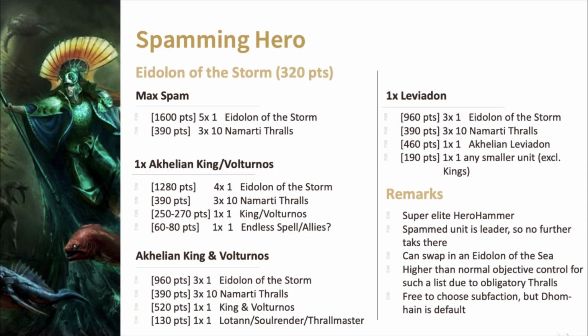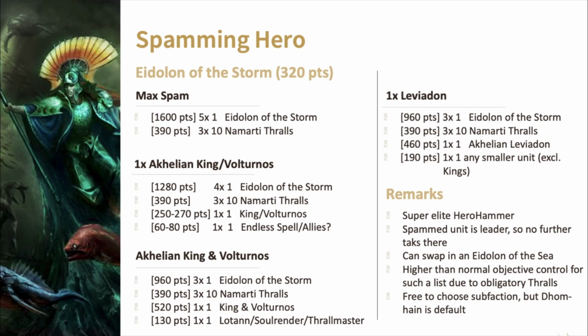And then lastly, a kind of an outlier here is we're spamming a hero. And this isn't exactly the normal build here, because you're trying to spam the Eidolon of the Storm at 320 points, which is the melee version of the Eidolon. What you're functionally doing is giving yourself a general. You're fulfilling the general minimum requirement by default. So then all you got to do is be taxed with 390 points of Thralls at minimum. Of course, you can bump that up to something more if you want, but we've assumed Thralls for this build.